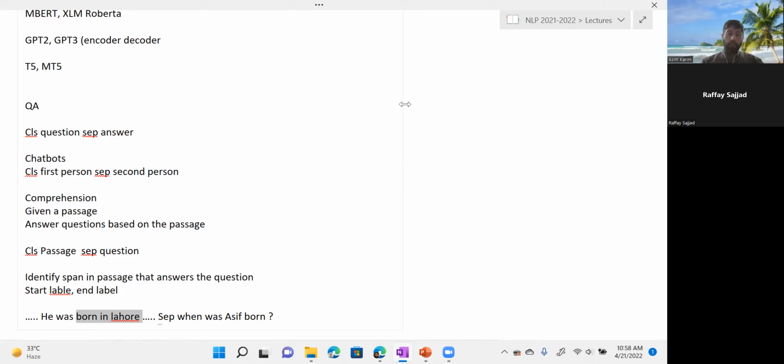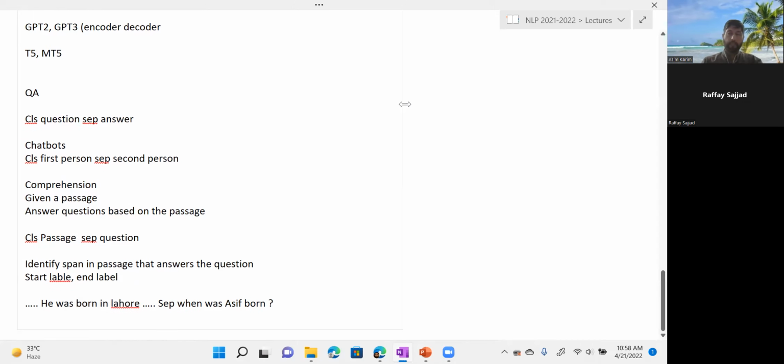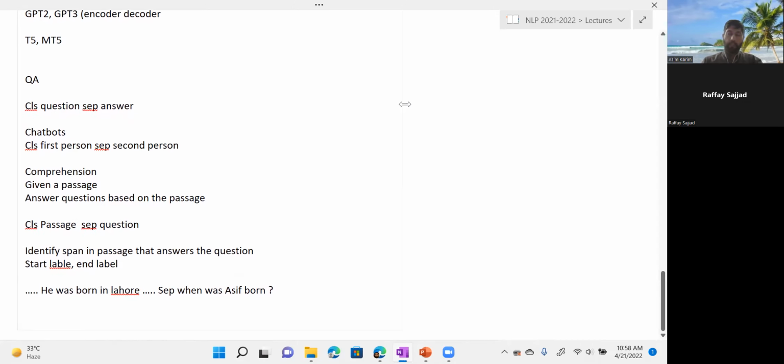So you can solve comprehension problems, and you can fine-tune a pre-trained encoder-decoder model to solve comprehension problems. And they are pretty accurate, especially if you use large amounts of data for pre-training your models. Okay? So this is solving comprehension problems.